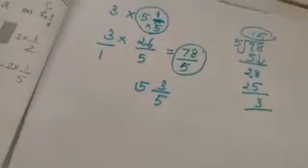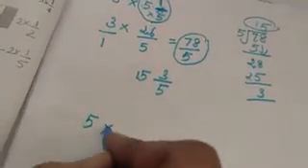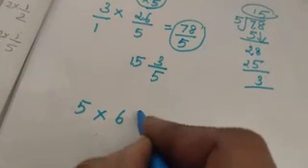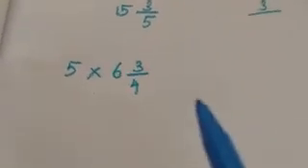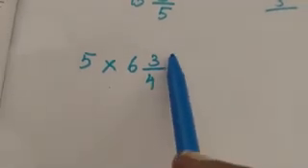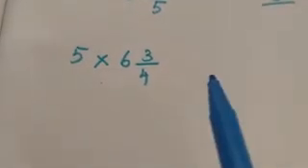In the same way, we will solve one more question. I hope that will help you get a clearer concept. 5 multiplied by 6 into 3 by 4. What is the question? 5 multiplied by 6 into 3 by 4. 6 3 by 4 is a mixed fraction. First, what do we have to do? Convert the mixed fraction to improper.